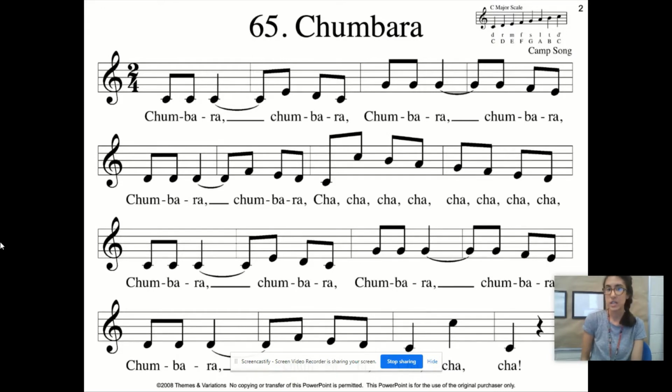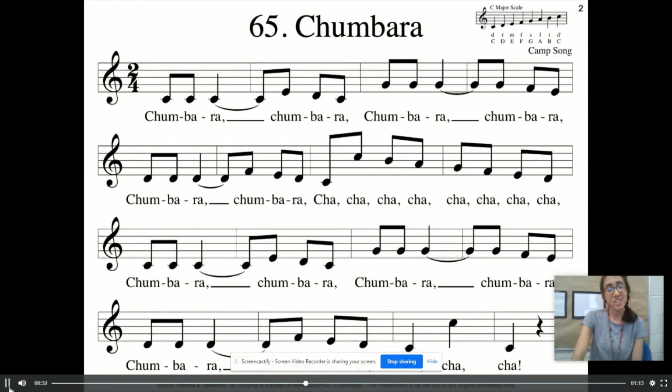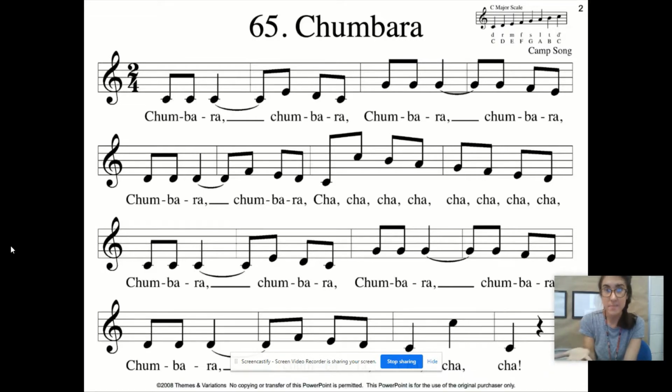This time, I'll raise my hand when the scale happens. So did you raise your hand at the right time? Did you notice the scale in Chumbara is moving from high to low? It went cha cha cha cha cha cha cha chum.